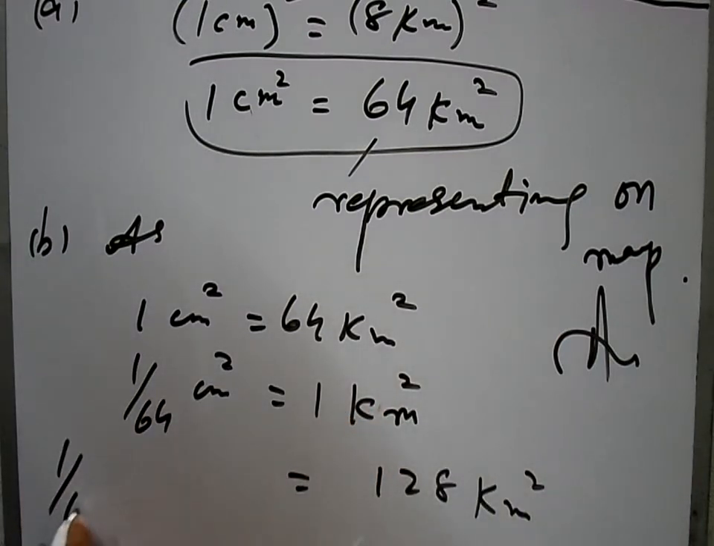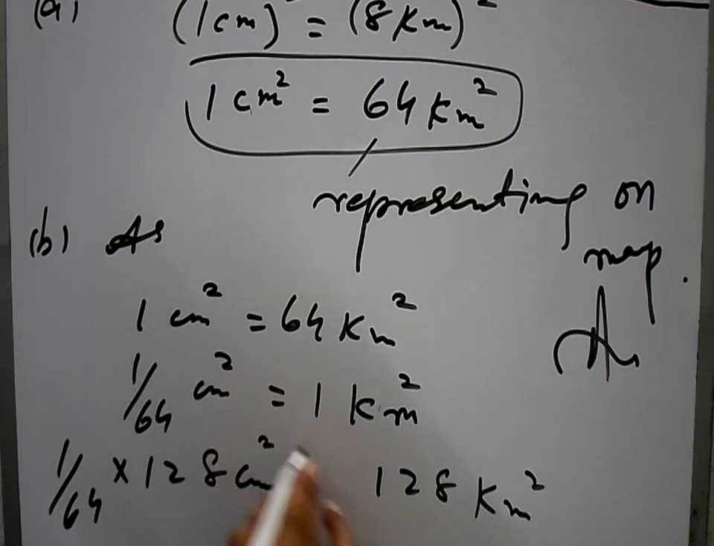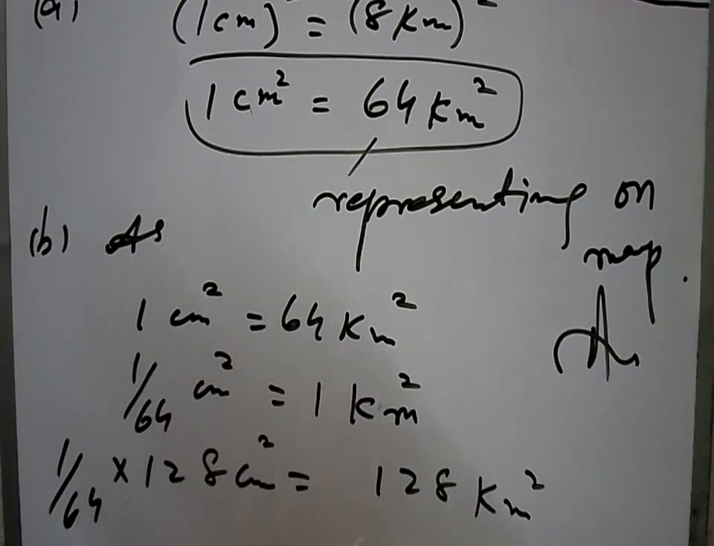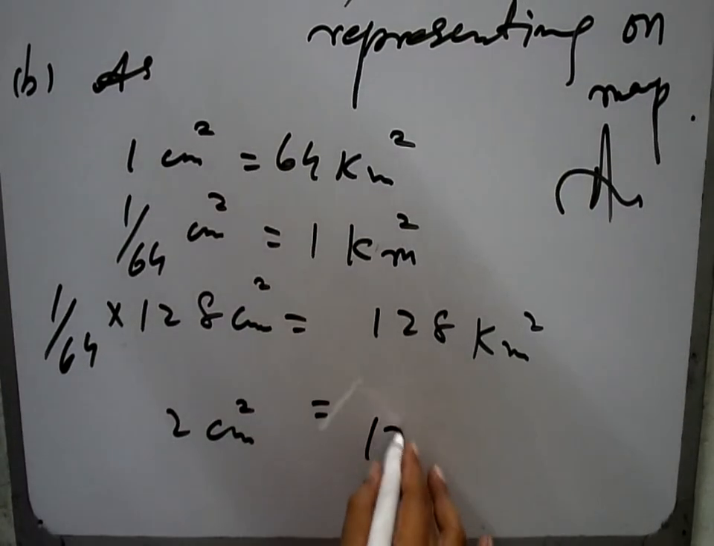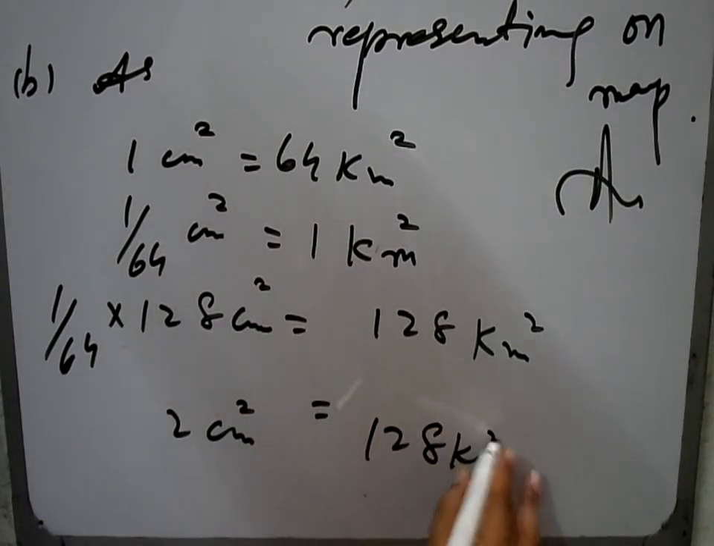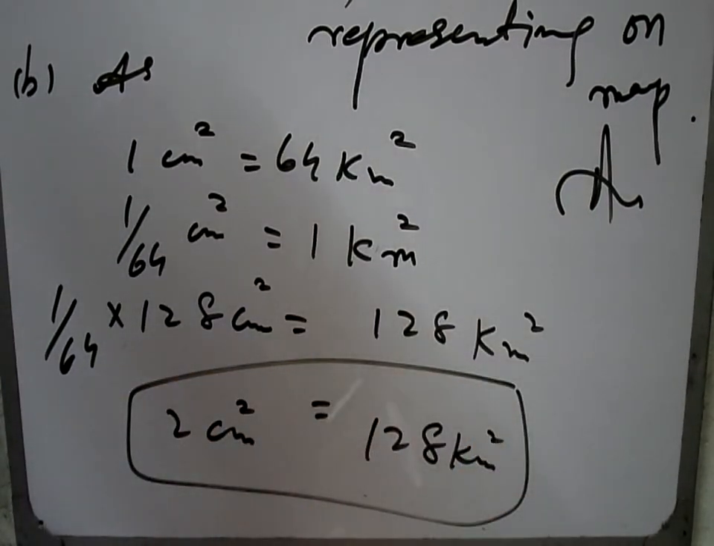that will be multiply both sides by 128, so it will be equal to 2 centimeter square will represent 128 kilometer square area on map. So that is your result.